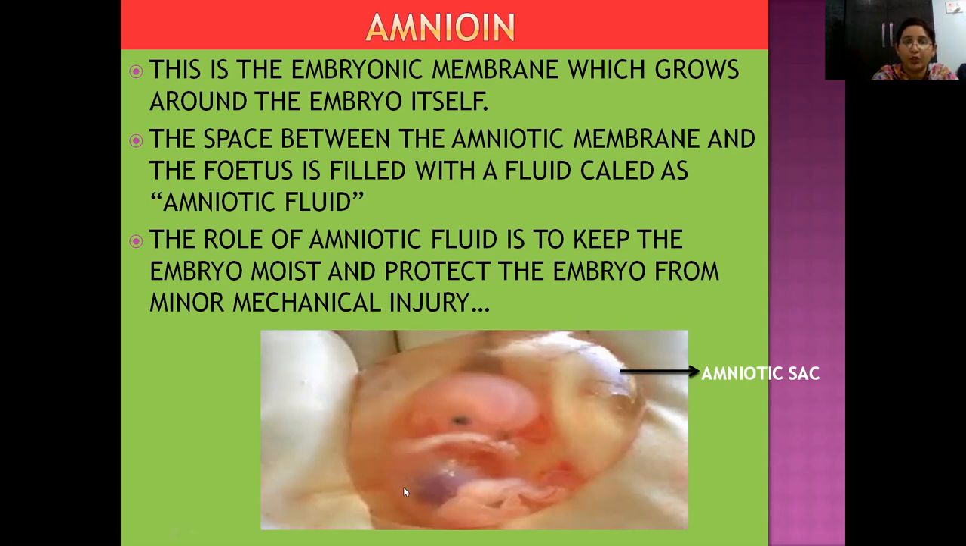So here, have you understood? Amnion is the second membrane which is present around the fetus. And the gap between the fetus and the membrane is filled with a liquid which is called amniotic fluid. The function of amniotic fluid is to keep the embryo moist and also to protect the embryo from minor mechanical jerks. Minor, not the heavy. If major accidents occur, it cannot protect the fetus. Okay, I hope you have understood about the second layer also.